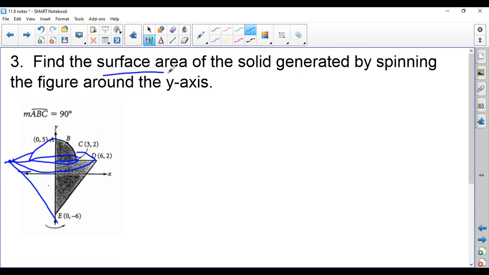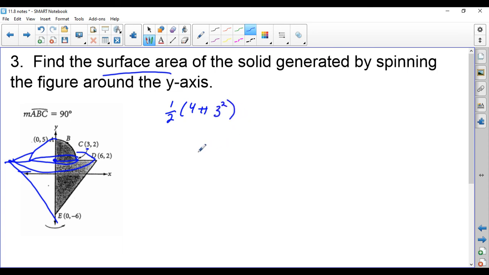I want to find surface area. So I have up here half of a sphere, a hemisphere. Formula for surface area of a sphere is 4 pi r squared. So I'm going to take half of 4 pi and the radius squared. So I need the radius of this hemisphere. It goes from the y-axis over to the point (3, 2). So the radius is 3.